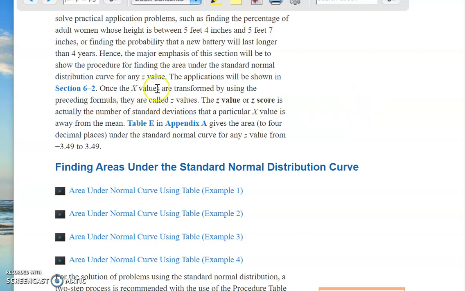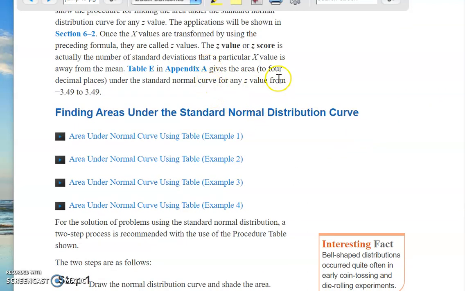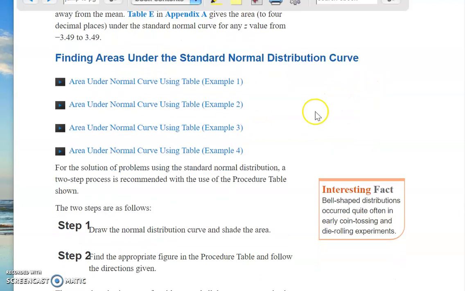So the x values are transformed. They're called z values. This is a transformation. In a more advanced math class, you would say that there's an isomorphism between the original data values and the z values. What that means is that you can do operations on the z values, and it's equivalent to doing it in the original data space, the original x values. He talks about the table, so we'll see that here in just a little bit. We're going to use that shortly.